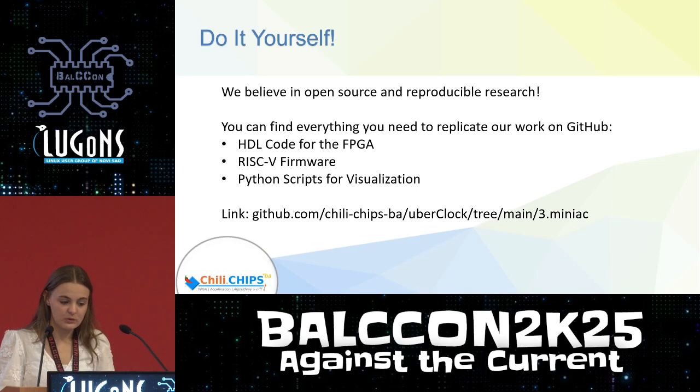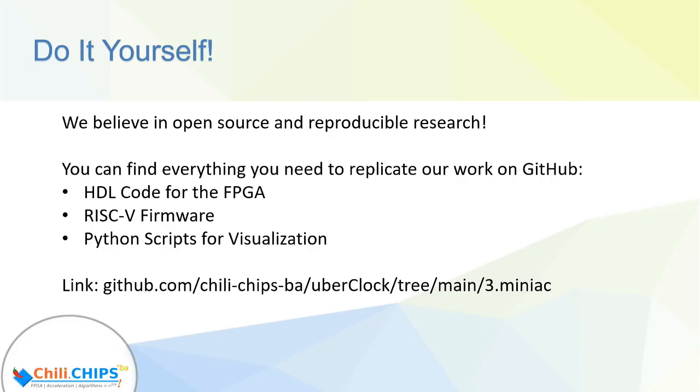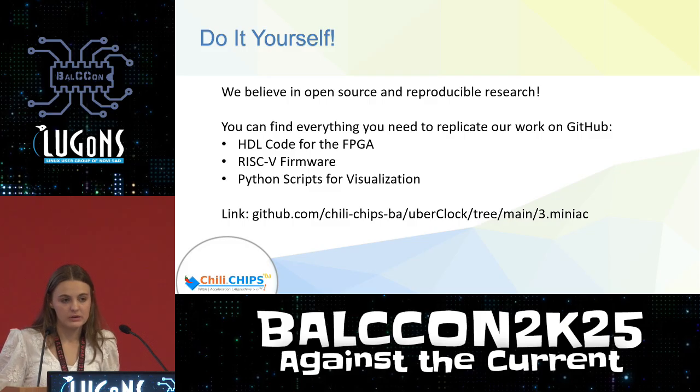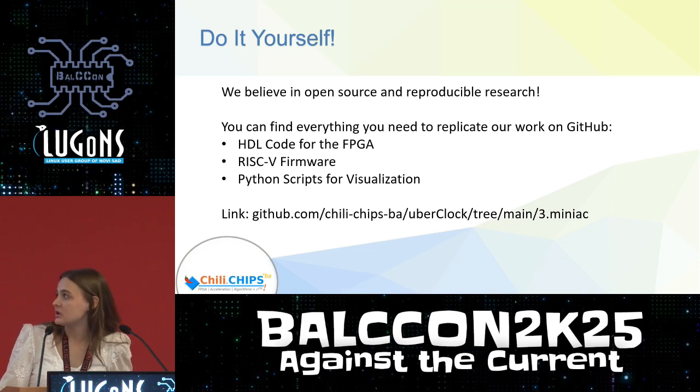Everything we did is open source and on GitHub. We encourage you to try it, reproduce it, and maybe even build on it to make something even better. You can find everything on there: VHDL code, all firmware for the RISC-V CPU, also our Python scripts and everything. Also check the Chili Chips GitHub. There are a lot of really interesting open source projects.